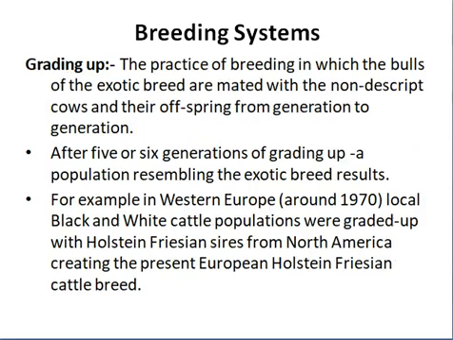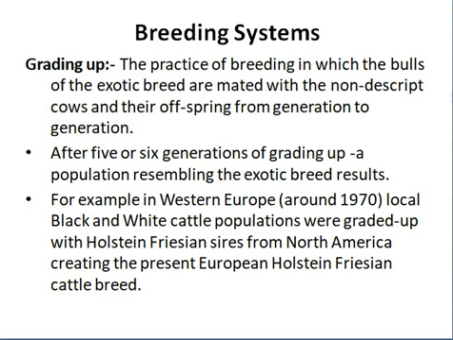Another breeding system is grading up. It is the practice of breeding in which bulls of the exotic breed are mated with nondescript cows and their offspring from generation to generation. So what we do is we get nondescript desi animals which do not belong to any breed. So we get those cows and we breed them with some exotic breed, and we get their offspring.